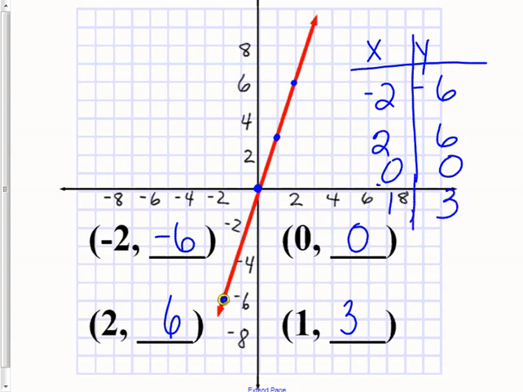Now notice, since 0, 0 falls on the line, that means that I'm not going to be adding or subtracting anything. This is just a multiplication. So this one becomes actually really pretty easy. You should have come up with 3x.